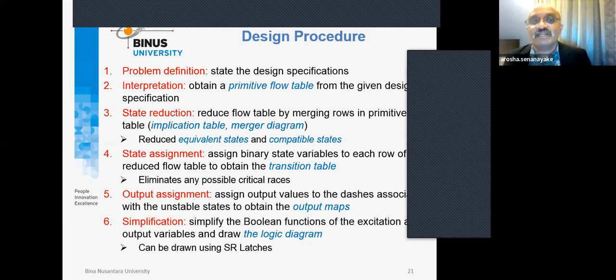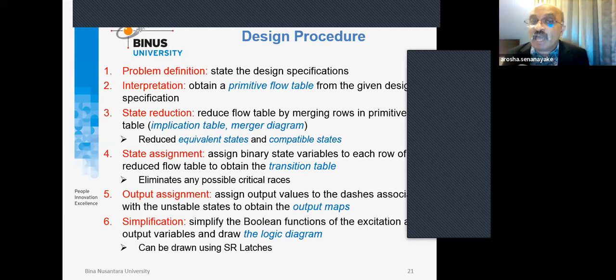The flow table, that is essential. And the next step is, of course, the primitive flow table. The primitive flow table is subject to having many states, sometimes redundant. Some states are redundant, not required. Well, we cannot call them redundant, rather we can simplify. So we reduce the flow table by merging rows in the primitive flow table.